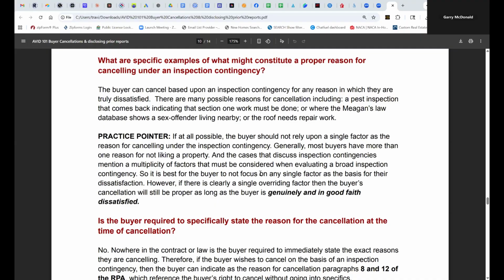What are specific examples of what might constitute a proper reason for canceling under an inspection contingency? The buyer can cancel based on an inspection contingency for any reason in which they are truly dissatisfied. There are many possible reasons for cancellation, including a pest inspection that comes back indicating that Section 1 work must be done, or where the Megan's Law database shows a sex offender living nearby, or the roof needs repair work. These are all matters that could affect the desirability of this property.